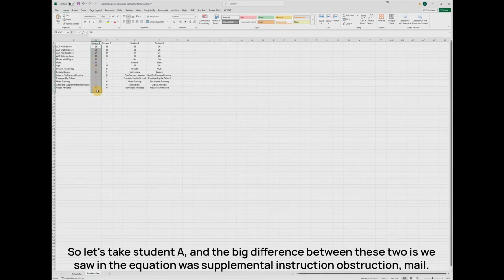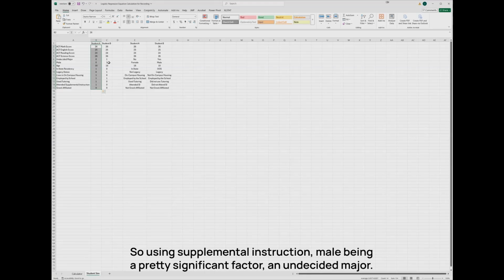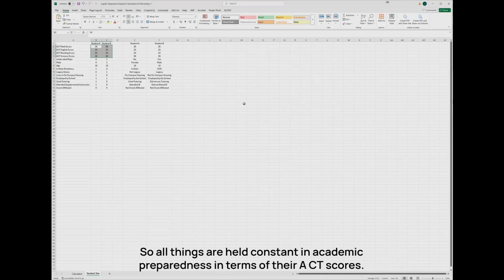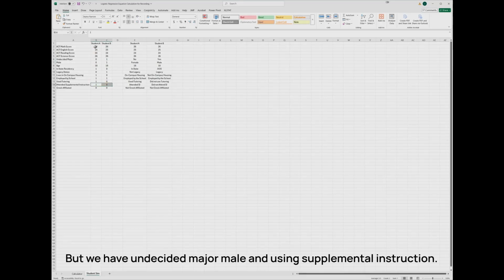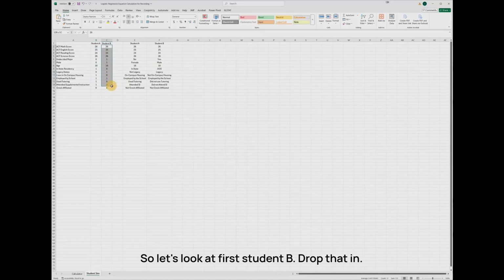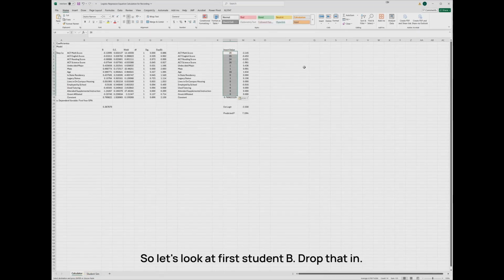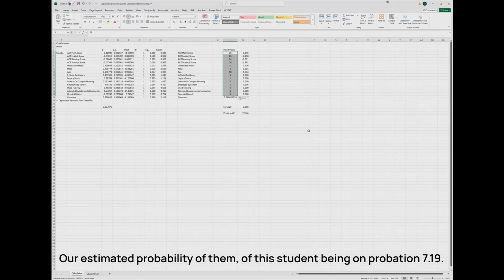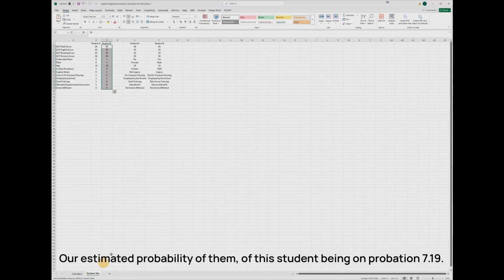So that's pretty significant. So let's take student A, and the big difference between these two, as we saw in the equation, was supplemental instruction, male being a pretty significant factor, and undecided major. So all things are held constant in academic preparedness in terms of their ACT scores, but we have undecided major, male, and using supplemental instruction. So let's look at first student B. Drop that in. Our estimated probability of this student being on probation, 7.19.